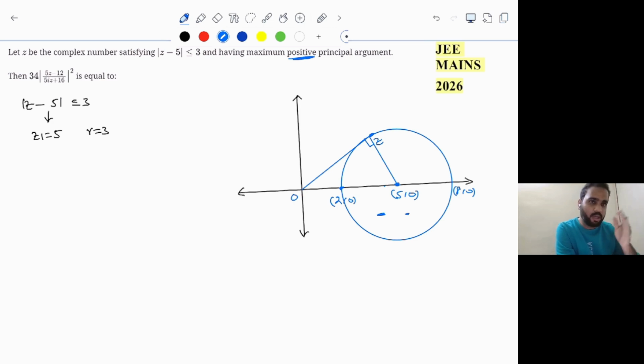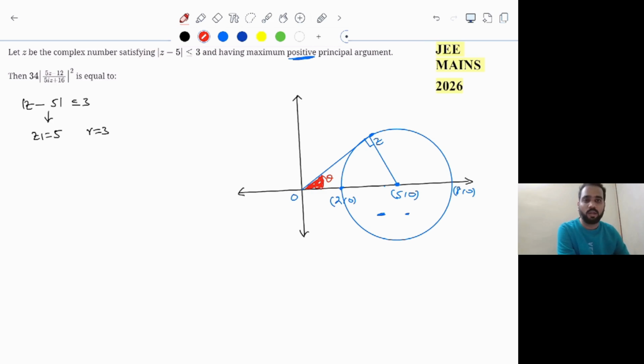Because if you imagine any other point which is inside this circle or on this circle, in all the cases, definitely the argument is going to be lesser, right? Because in this case, what is the argument? The angle made here in this way. Okay, you can notice that this is your argument.